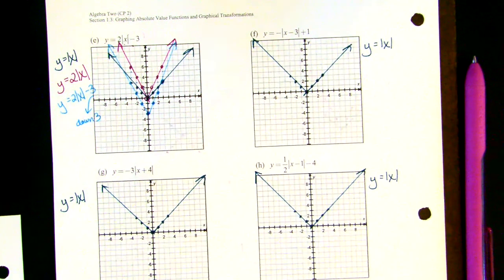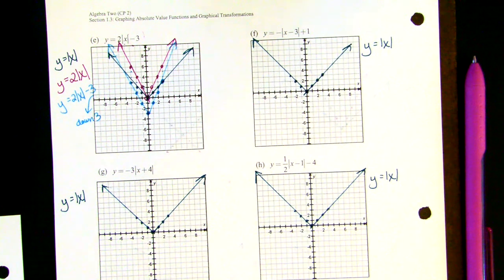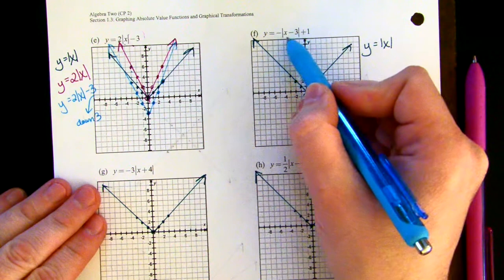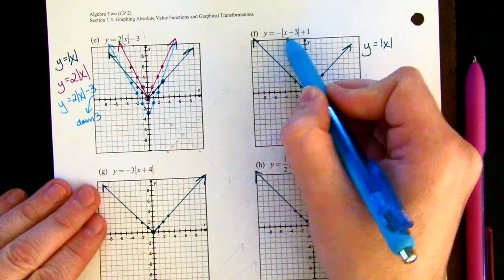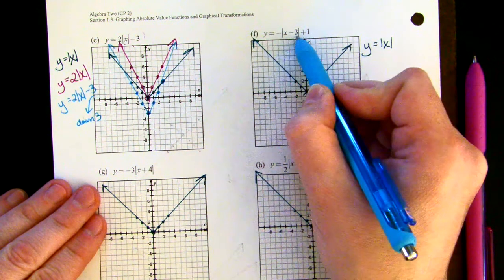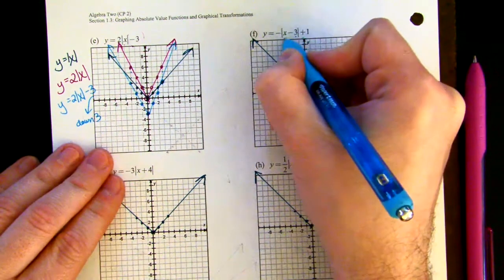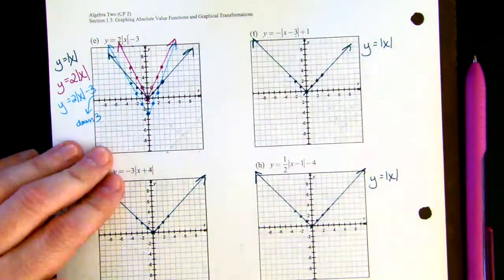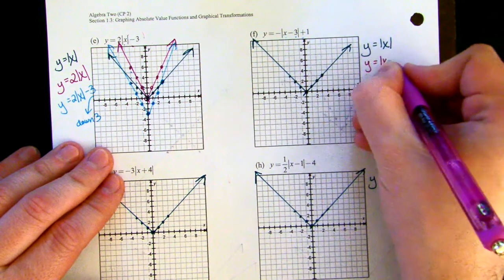In letter F, there are 3 things that we need to do. The negative, the minus 3, the plus 1. If you went to plug in a number for the x, what would you do first to it? Would you change its sign? Would you subtract 3 from the number? Or would you add 1 to the number? I think the first thing we would do is subtract 3 from our number, which means that's the first thing we need to graph. Y equals the absolute value of x minus 3.